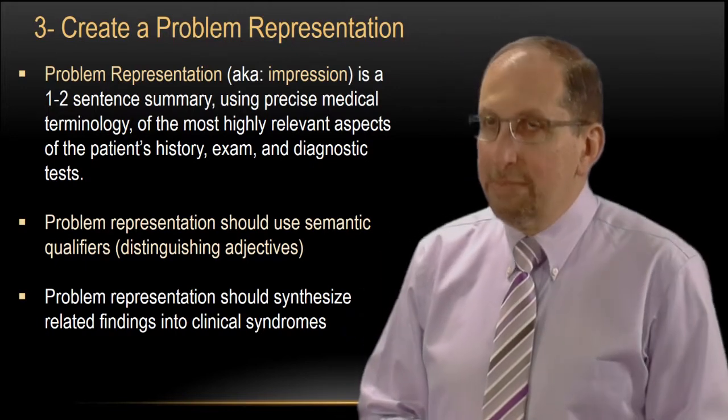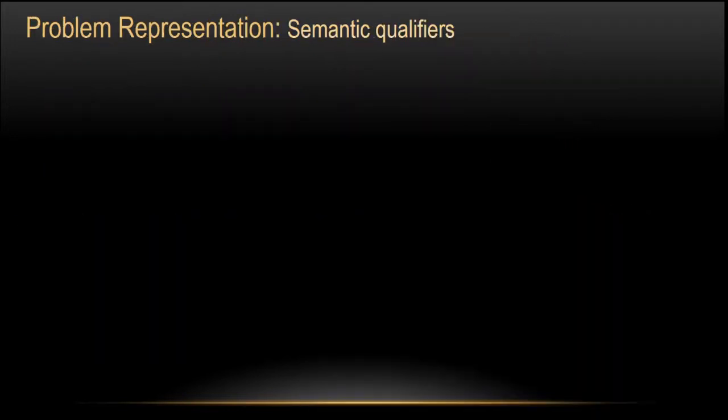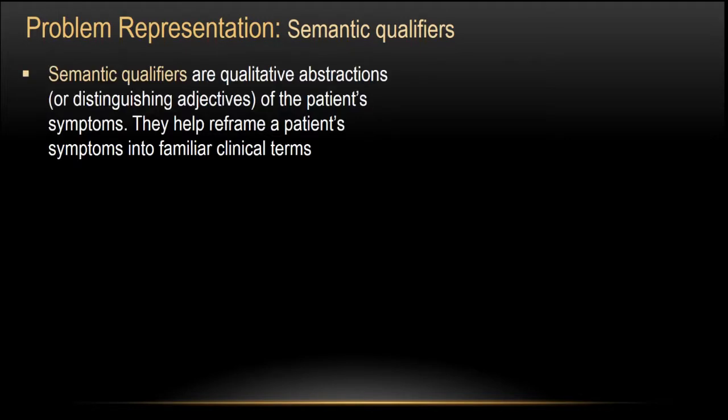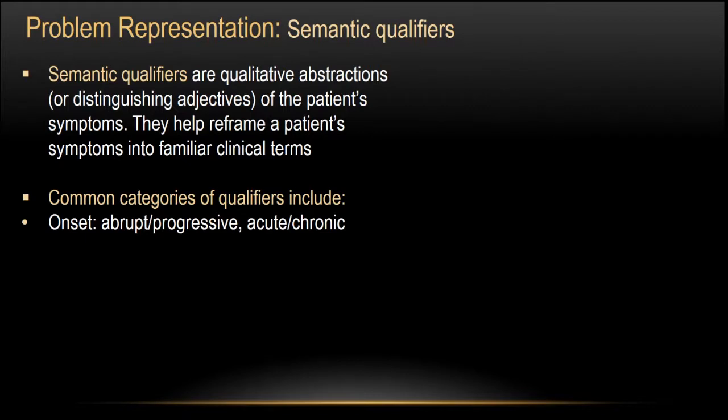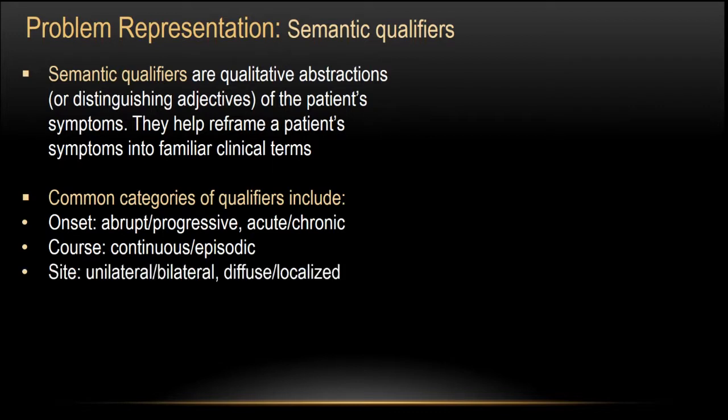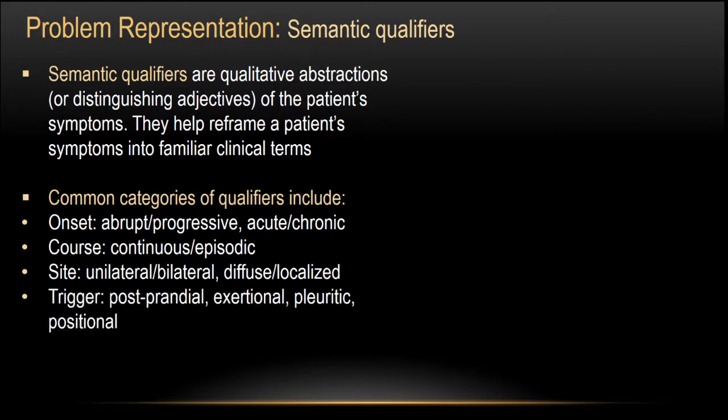So let me talk about these semantic qualifiers and give you some examples. These are distinguishing adjectives of the patient's symptoms, and they help reframe the patient's symptoms into familiar clinical terms, like onset. The semantic qualifiers for onset could be abrupt versus progressive, acute versus chronic. Course, it could be continuous or episodic. For the site, it could be unilateral, bilateral, diffuse, localized. For the trigger, what triggers the symptoms? It could be postprandial, exertional, pleuritic, or positional, and the presence of pain or not.